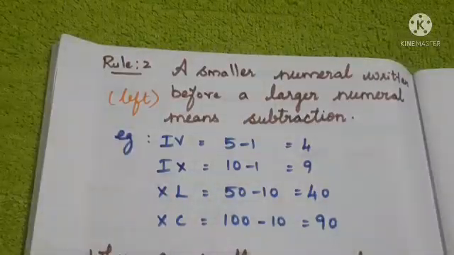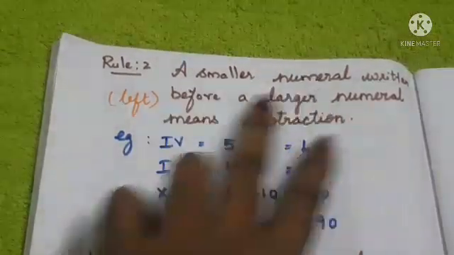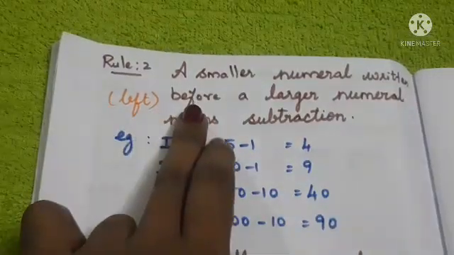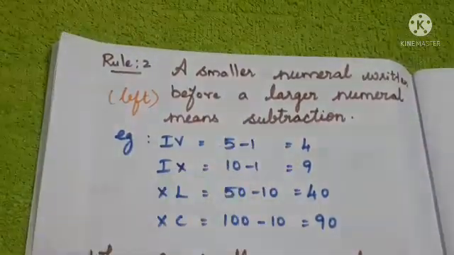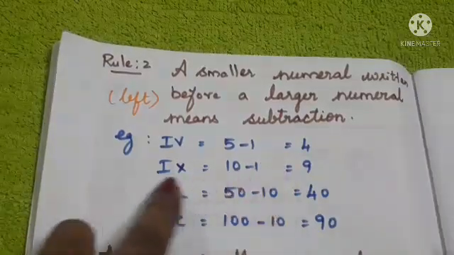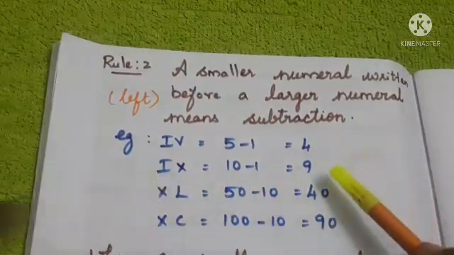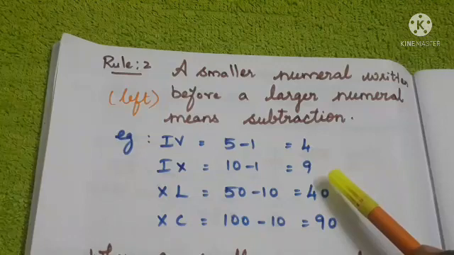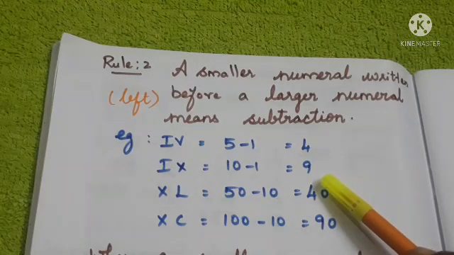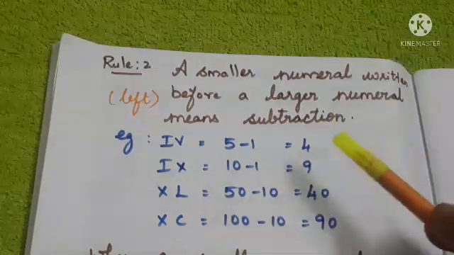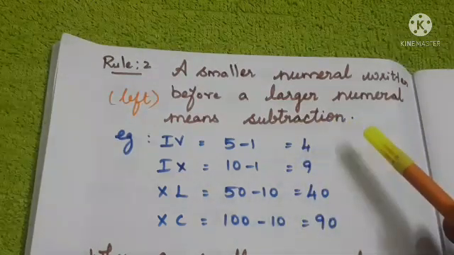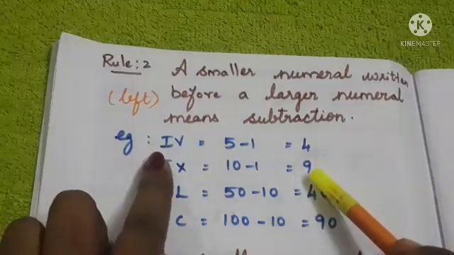Okay, so write the smaller numeral to the left of the larger numeral to represent subtraction. So see here, a smaller numeral written left of, otherwise before, a larger numeral means what? Subtraction. So if before a larger numeral you have the smaller numeral we have to subtract. Understood? So right side means addition, left side means subtraction. Okay, that's the only thing. Okay, so see the example, ma.